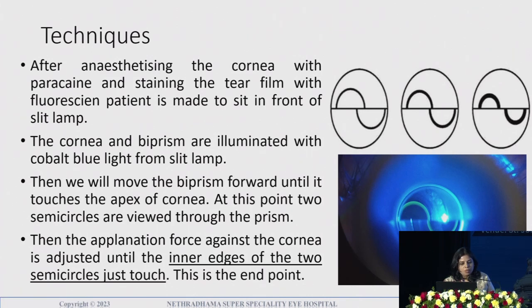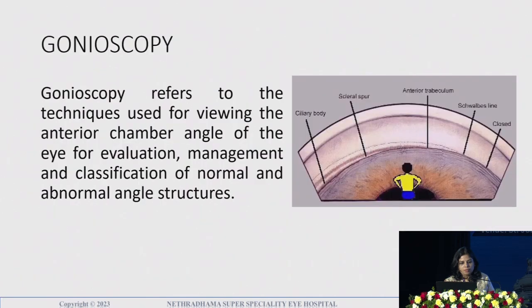At this point, two semicircles are viewed through the prism. Then the applanation force against the cornea is adjusted until the inner edges of the two semicircles just touch. This is the end point. You have to make sure that the mires which you are seeing are neither too thick nor too thin.